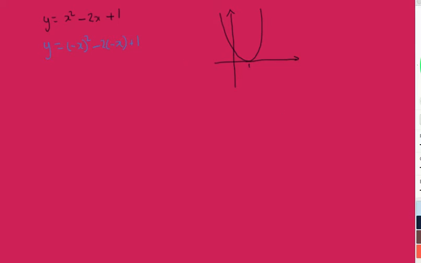So in this one, x is replaced by minus x, and this is going to be, so minus 1's here. So it's like it's reflected in the y-axis. So this is y equals minus x squared minus 2 minus x plus 1 here.